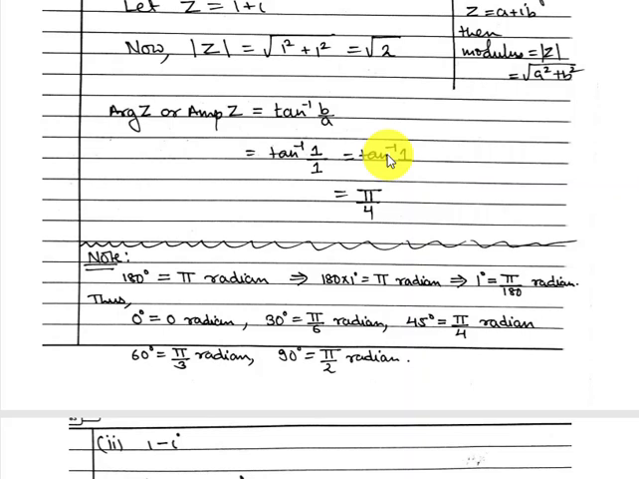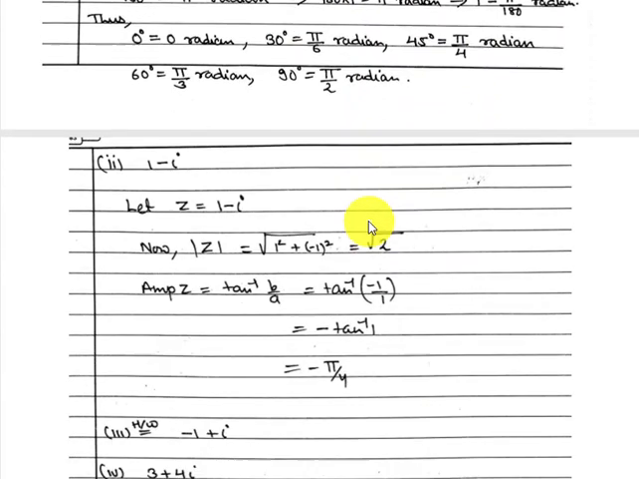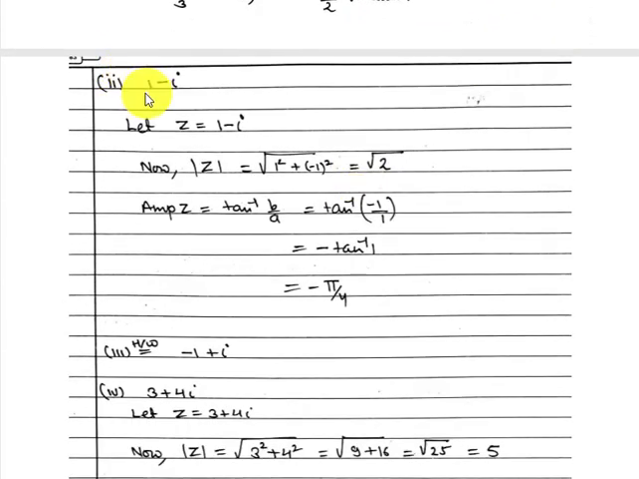Okay, but we have to write in radian, not in degrees. So we know that 45 degree means pi by 4, so that's why pi by 4. Clear? Now let's see the next. Here the next one is 1 minus i. This is also in the form of a plus ib, where a is 1 and b is minus 1.